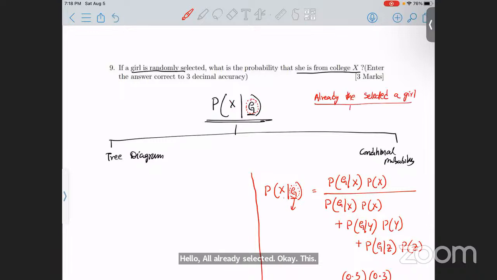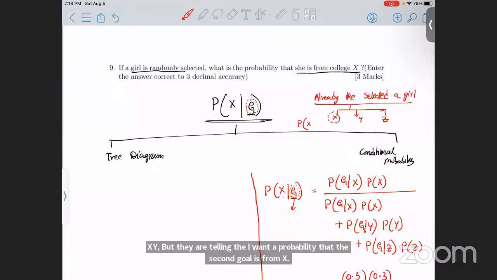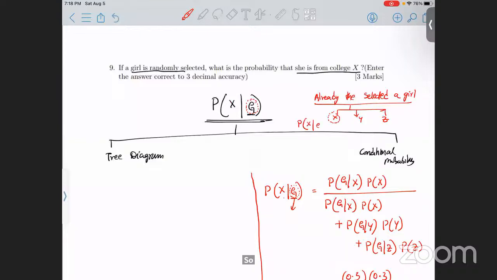So goal can be from X, Y, and Z. But they are telling that I want a probability that the selected goal is from X. So probability of X when goal is selected. Okay. Given that goal is selected.